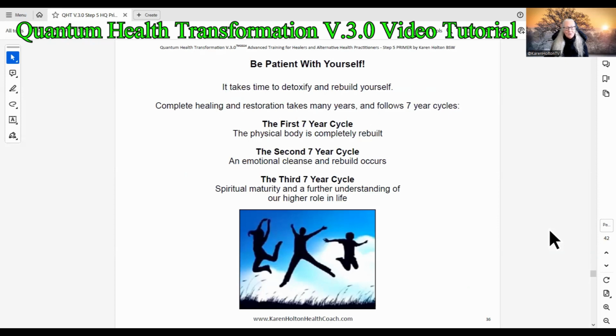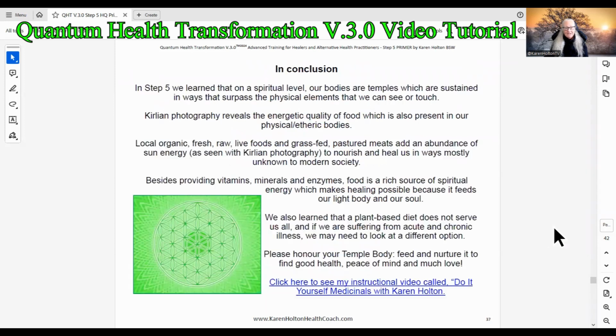So in conclusion, I want to remind you to be patient with yourself. It takes time to detoxify and rebuild yourself. Complete healing and restoration takes many years and follows 7-year cycles. The first 7-year cycle, the physical body is completely rebuilt. Every cell in your body is replaced. The second 7-year cycle, an emotional cleanse and rebuild occurs. The third 7-year cycle is spiritual maturity and a further understanding of our higher role in life.